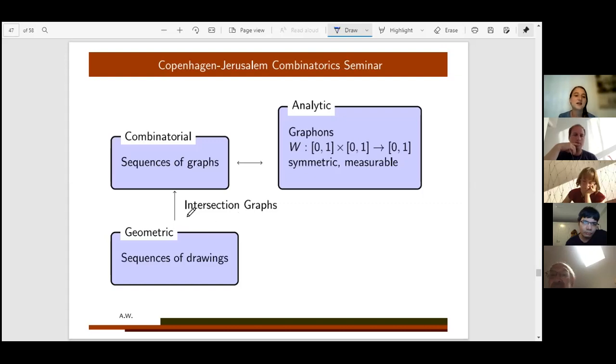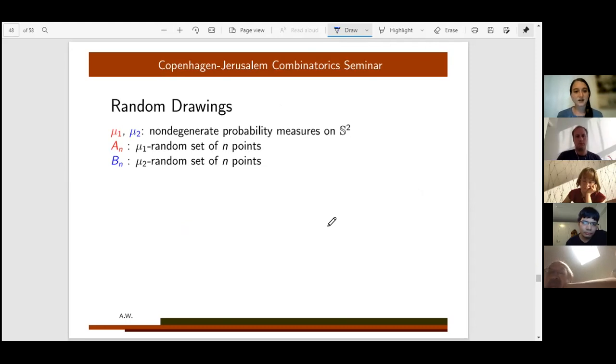And our connection is between sequences of drawings, and using the intersection graphs, we get a sequence of graphs, and then we can say that we have a graphon. So that's basically the outline of this last part that I will talk about. As an example, random drawings, because I find them quite nice because they give us a small number of crossings, but actually the sequences of graphs could be the blow-up drawings we talked about in the beginning, and so on.